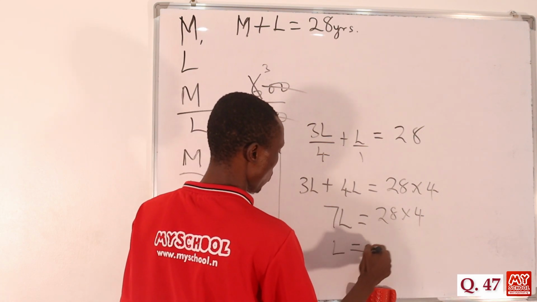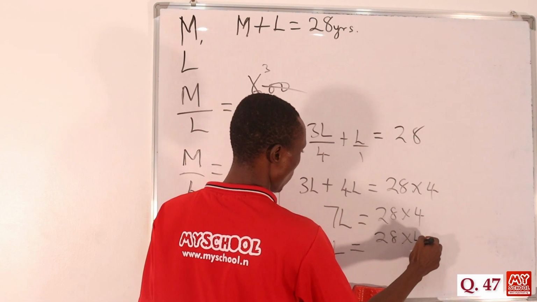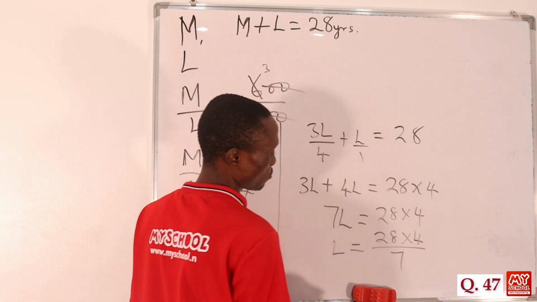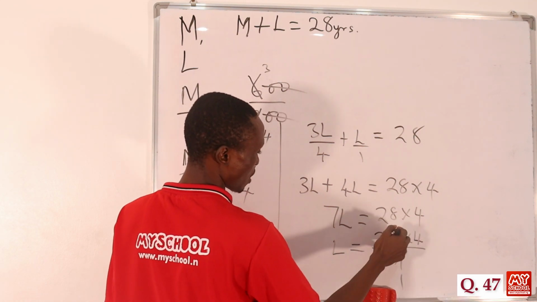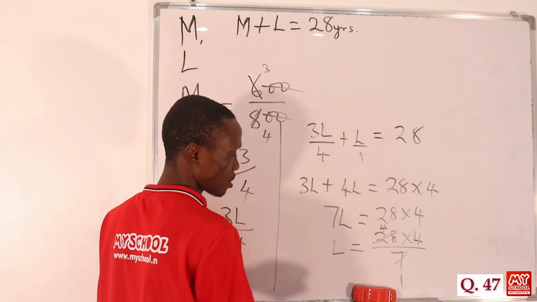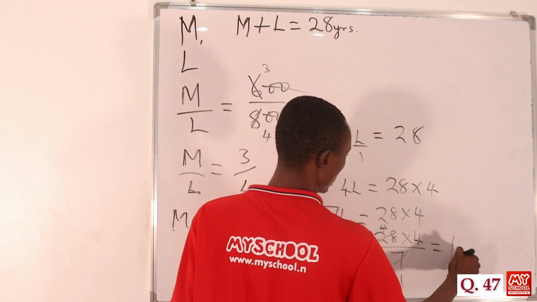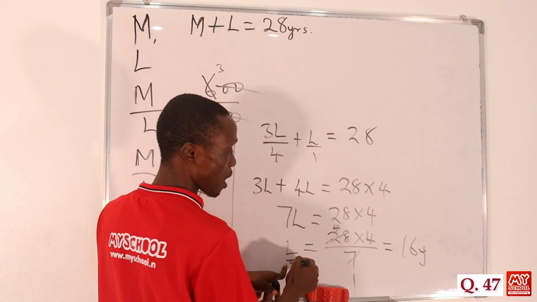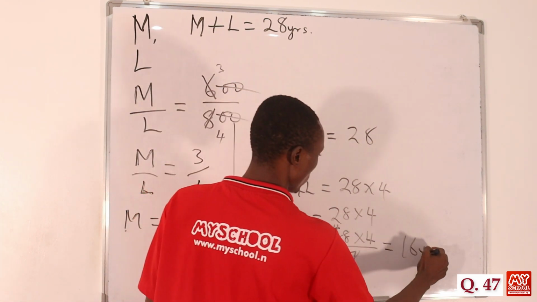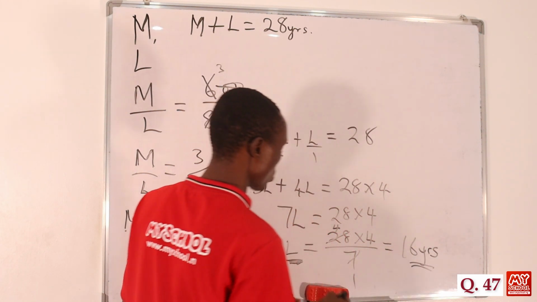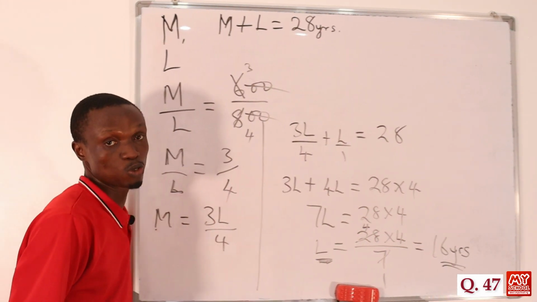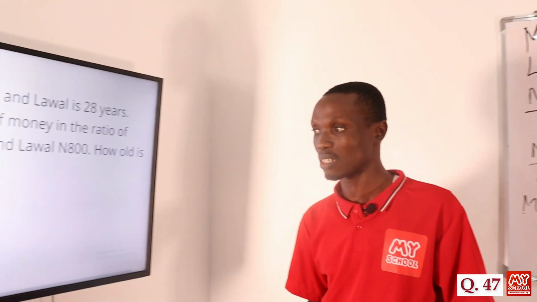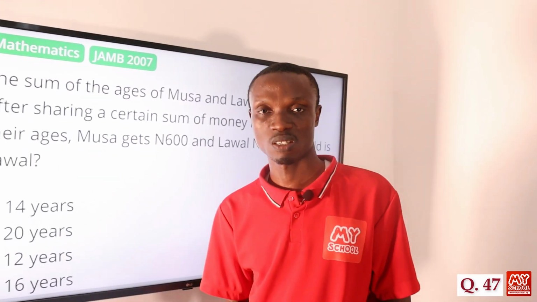So L is now equal to 28 times 4 divided by 7. So 7 into 28 is 4, so 4 times 4 will be equal to 16. So that Lawal's age, which we are asked to find, is equal to 16 years. So let's return back to the screen to pick the correct answer to this question, and that is option D, 16 years.